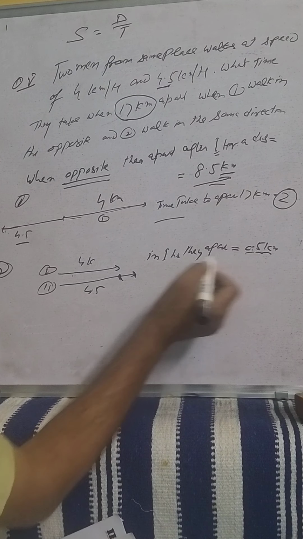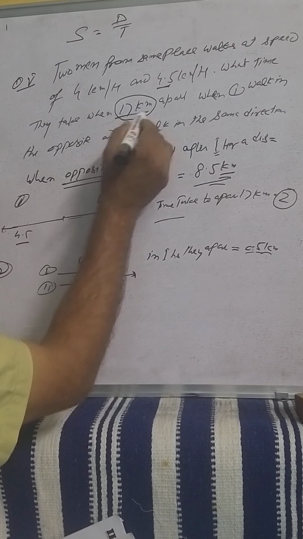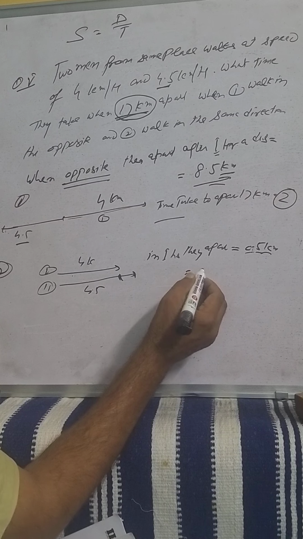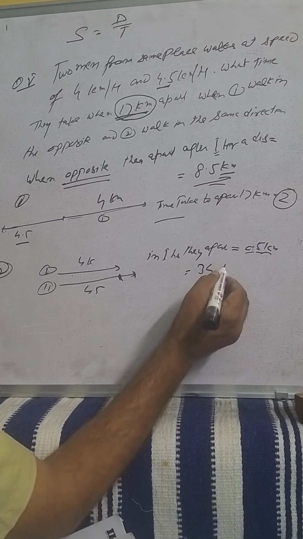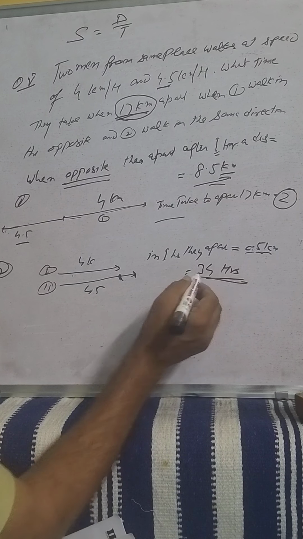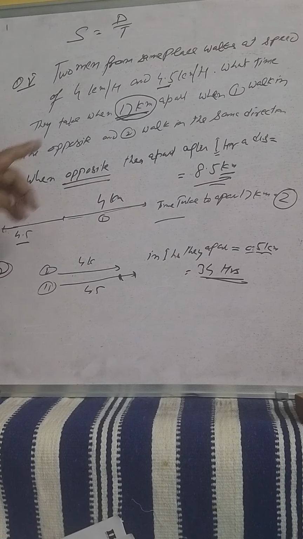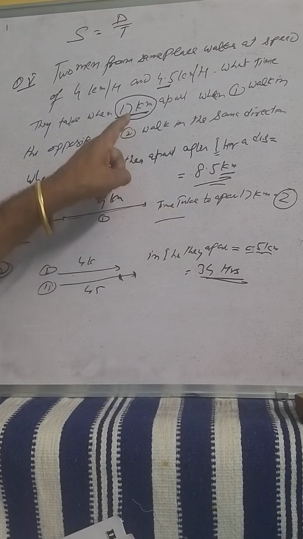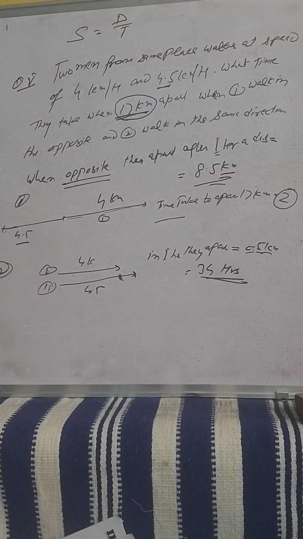Now 0.5 kilometer is equal to 1 hour. Therefore, 17 kilometer will be equal to 34 hours. 1 hour is equal to 0.5 kilometer. Therefore, 17 kilometer will be equal to 34 hours.